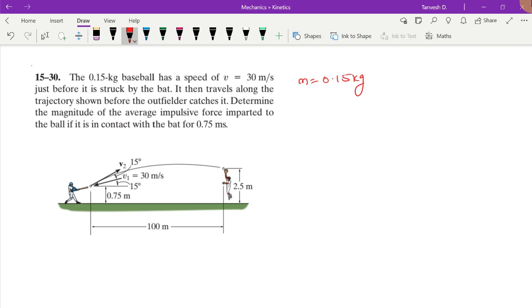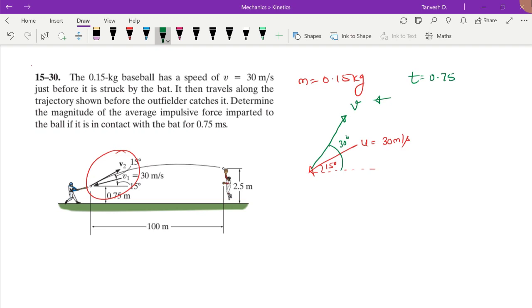So the initial velocity of the baseball, as you can see from this diagram, I'll draw the diagram here. This is U, which is equal to 30 meters per second, and it is at an angle of 15 degrees. After the striker strikes the ball, this is the final velocity, at 30 degrees. This is the velocity that we need to find. Determine the magnitude of the average impulsive force imparted to the ball if it is in contact with the bat for 0.75 milliseconds. The time is also given in milliseconds. 1 second is 1000 milliseconds, so this will be 0.75 into 10 raised to minus 3 seconds, or rather 7.5 into 10 raised to minus 4 seconds.